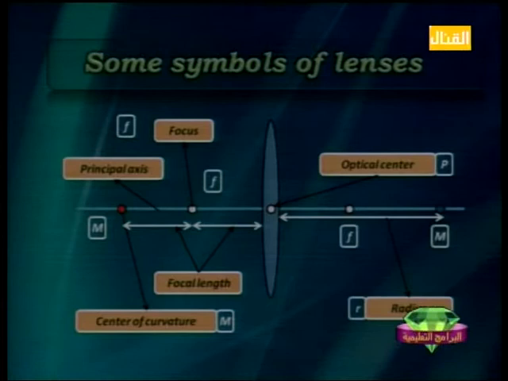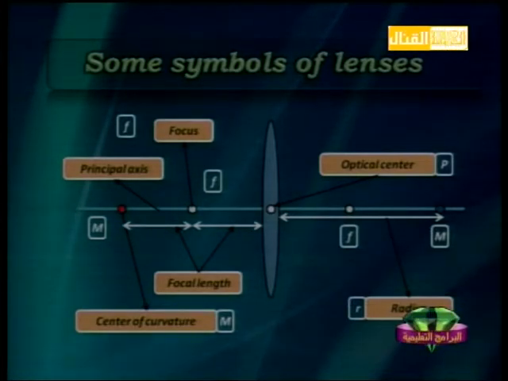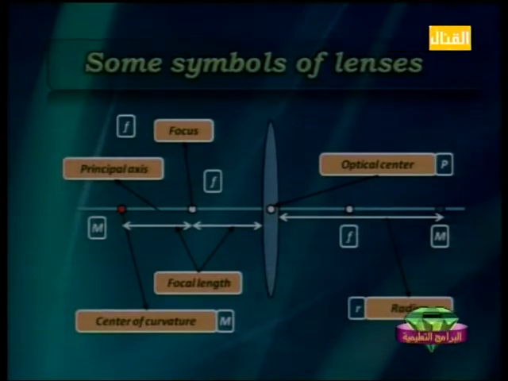Again, we have here the distance between the optical center and the center of curvature. This distance between these two points is called the radius. The radius has a symbol. The symbol is R, small r.